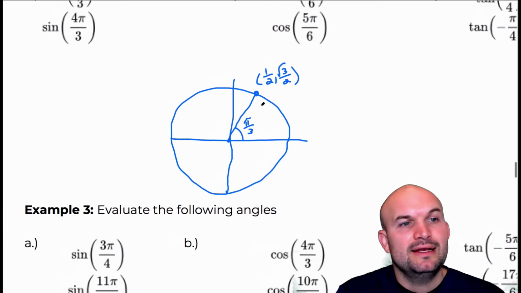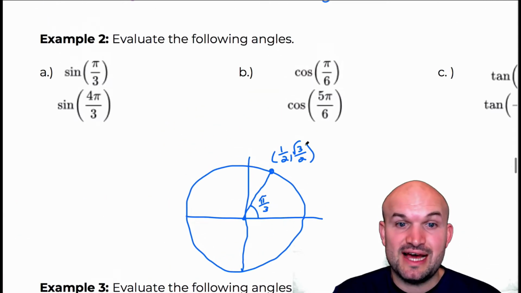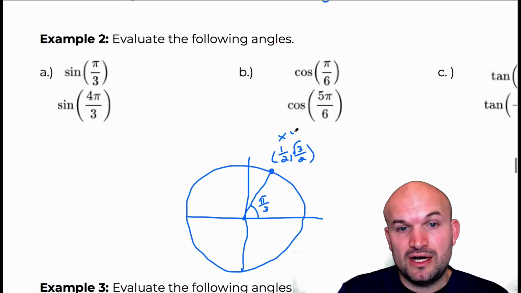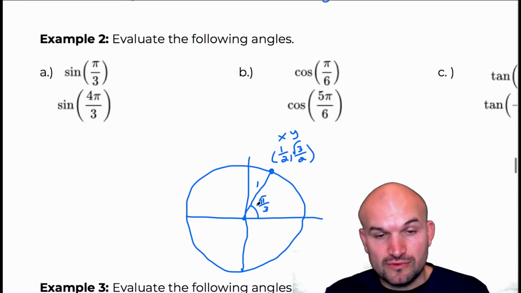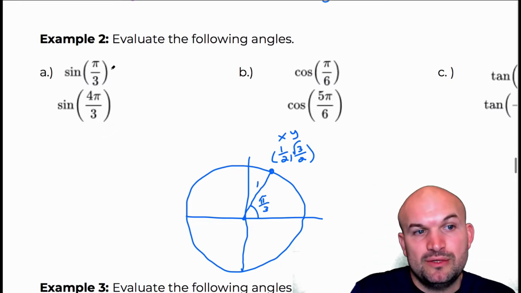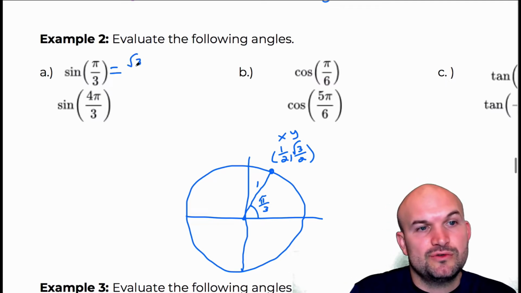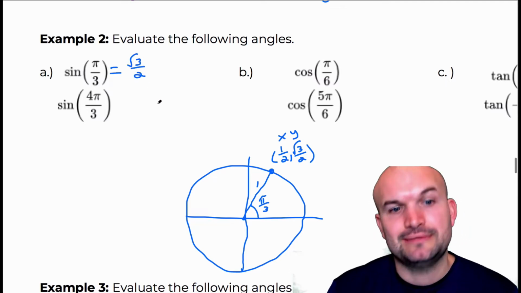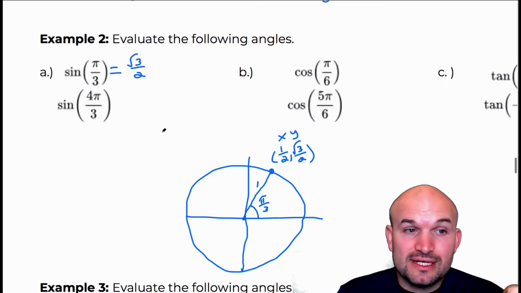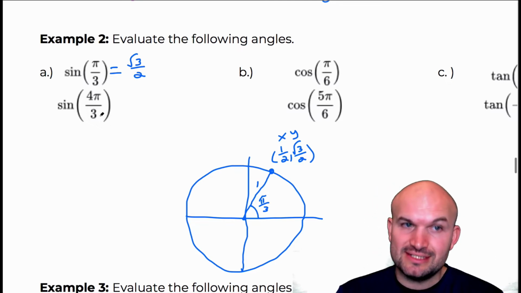All right. Now, if I want to evaluate the sine, remember we talked about the sine of any point that's on the unit circle, right? The radius is 1. We know it's just going to be the y coordinate. So the sine of pi over 3 is just going to be square root of 3 over 2. As easy as done, right? Now let's take a look at the sine of 4 pi over 3, because that's a different angle, right?